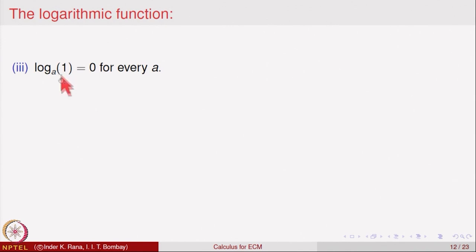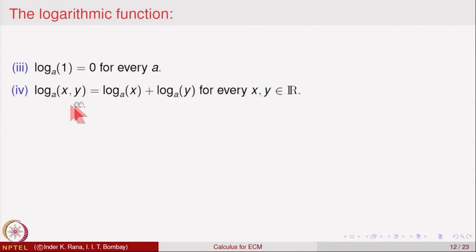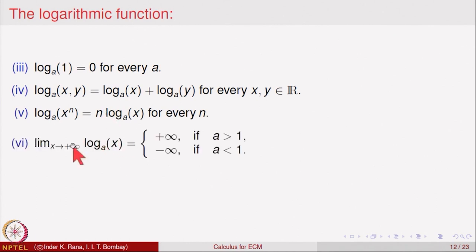The exponential of 0 is equal to 1, so log of 1 is equal to 0. We had exponential of x plus y equal to exponential of x times exponential of y, and so the log function has the property that log of the product xy is log x plus log y. Similarly, if you repeat it, log of x to the power n is n times log x.